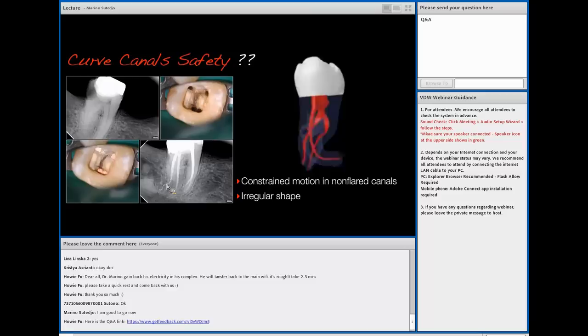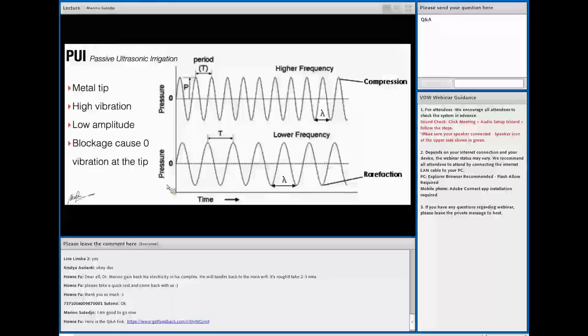Because once you put it into the curved canals and the ultrasonic tip has been blocked, although you can feel the vibrations, actually there is zero vibration at the tip. Once you block the middle of the tip, then definitely the vibrations are not there anymore at the tip.